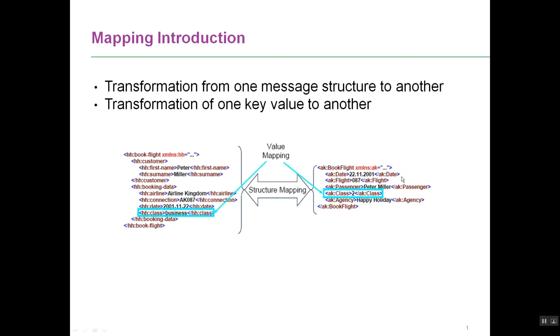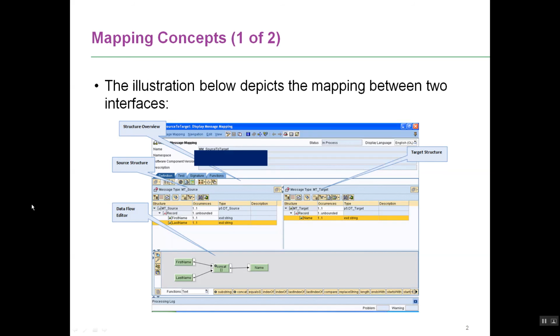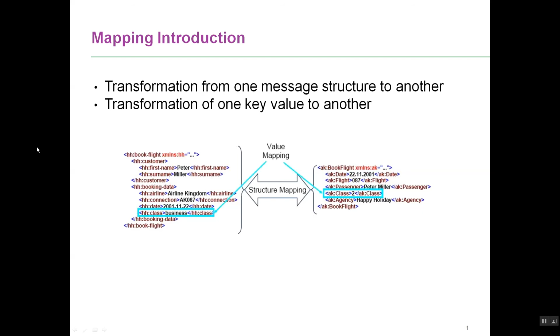So basically there's a structure mapping that goes on, and apart from a structure mapping, there could be times when you need to also do what we call as a value mapping. And what do we mean by a value mapping? A value mapping, as the name implies, is nothing but making changes to the values.